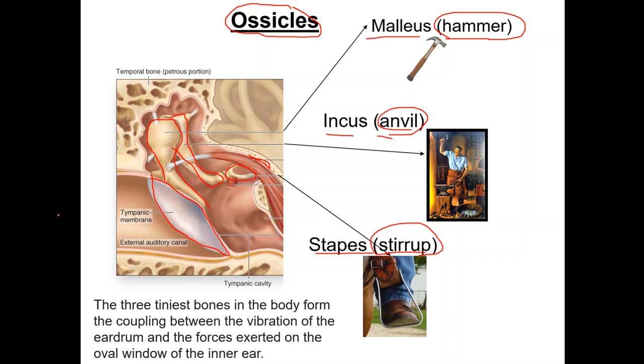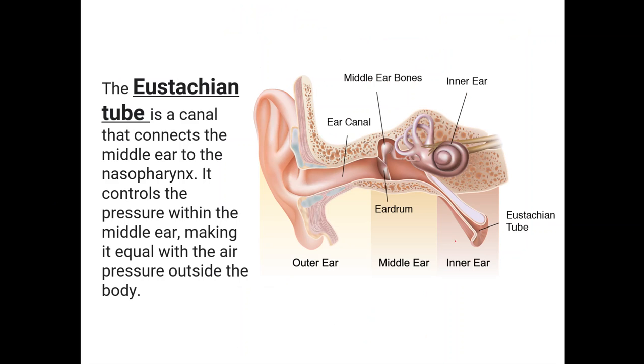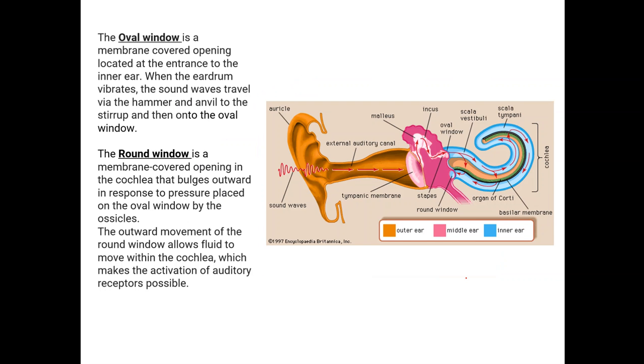Now let's finish with the middle ear. I told you there is the eustachian tube, okay, which also has different names. Most commonly it is known as the eustachian tube. This is a canal that connects the middle ear to the nasopharynx, and its function is to control the pressure within the middle ear, and to equalize the pressure of the middle ear with the air pressure outside the body, so that you don't get that weird feeling of having pressure in your ear. Sometimes this canal can be filled with mucus, and that's when you have these problems where you feel pressure in your ear. It should not be filled with mucus normally.